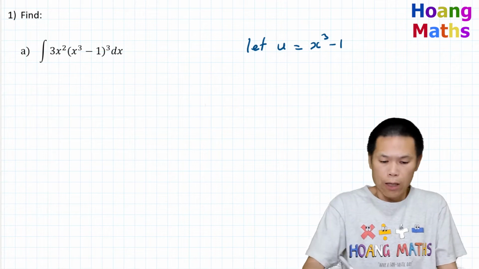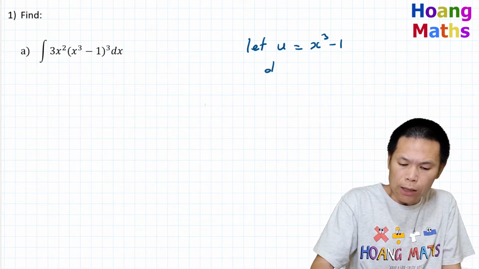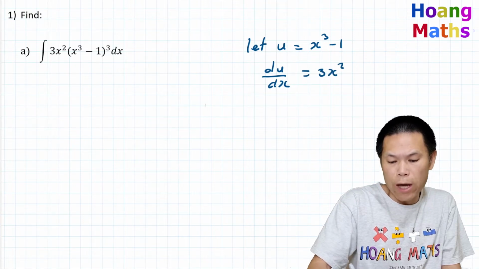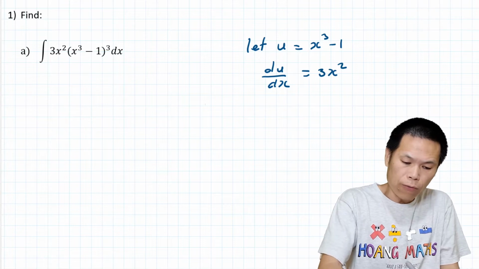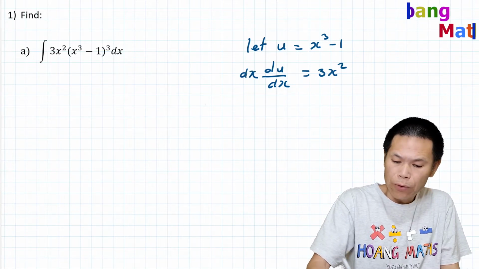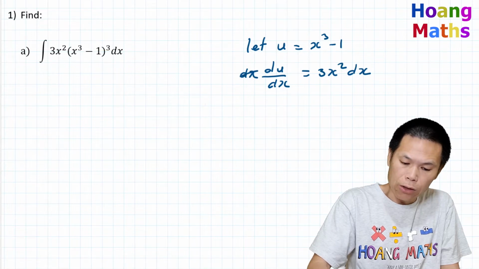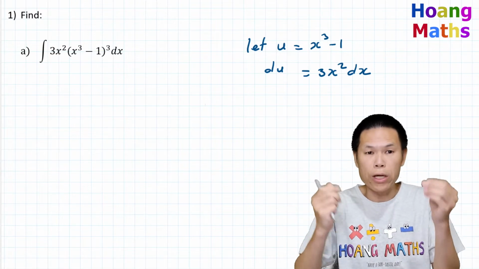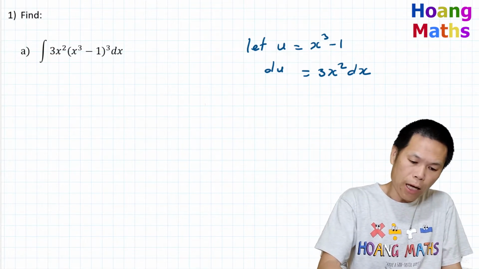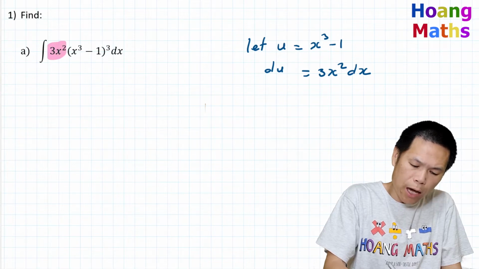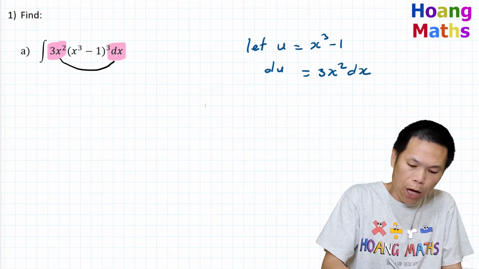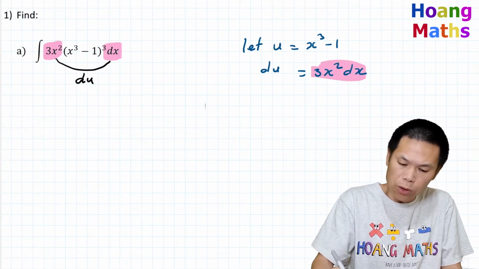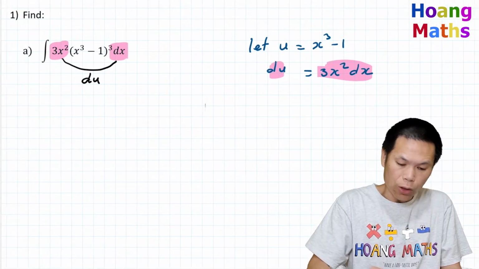And I differentiate u with respect to x, that is du/dx. Differentiating this gives me 3x squared. But then I can also write, if I multiply by dx on both sides, the dx cancels out on this side. In other words, du is equal to 3x squared dx. So we have 3x squared here and we multiply by dx. These two combined give me du, because 3x squared times dx is du. So keep that in mind.